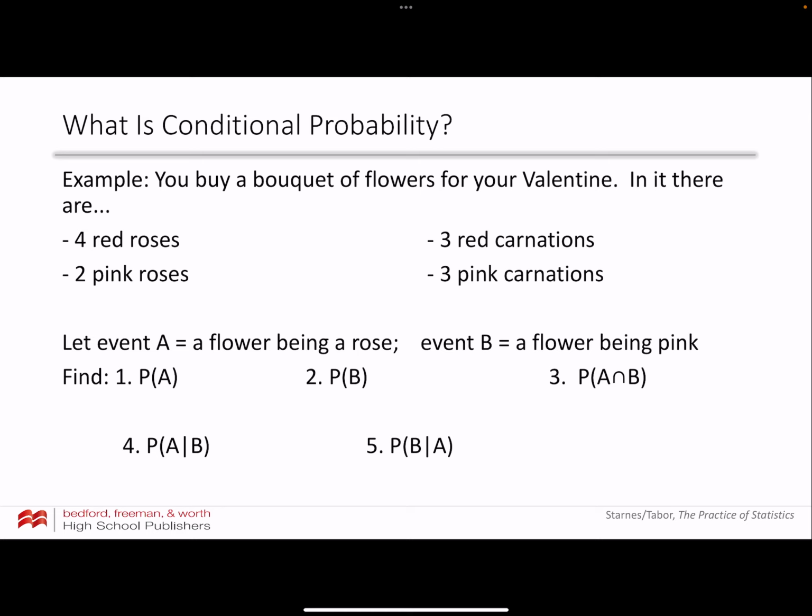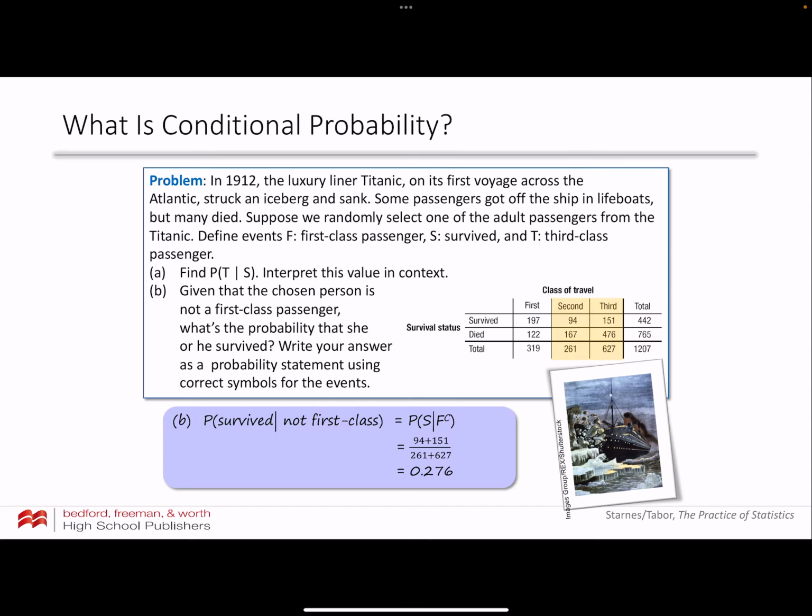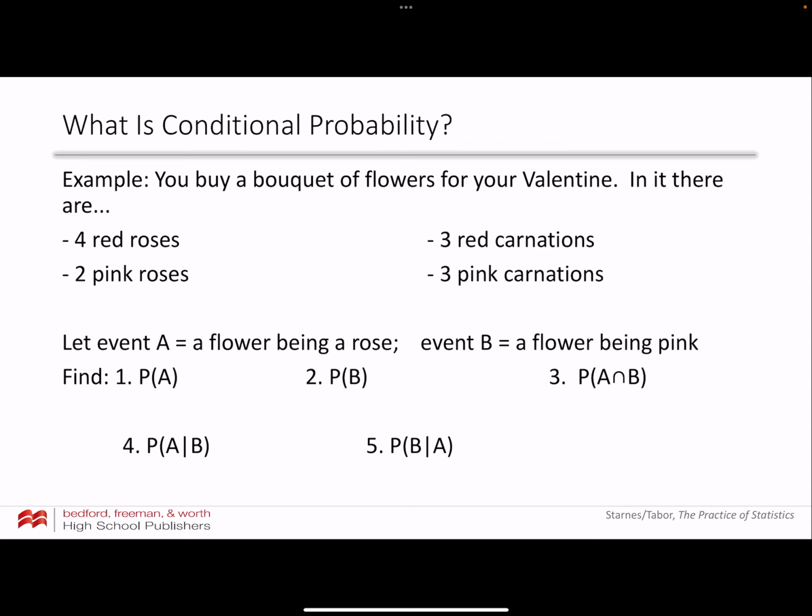Okay, so let's do another example. You buy a bouquet of flowers for your Valentine. In it, there are 4 red roses, 2 pink roses, 3 red carnations, 3 pink carnations. And actually, before I even start this, let me mention that sometimes you're going to be calculating conditional probabilities from a two-way table, like the example we just did. And sometimes it might look like a problem like this, where it's not necessarily in a two-way table. So let event A be that the flower is a rose, and event B be that the flower is pink.